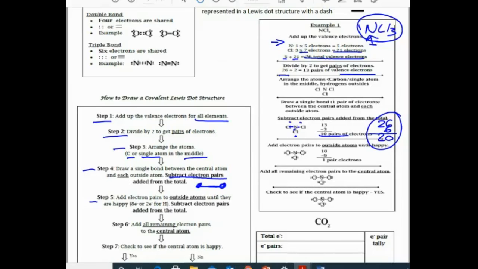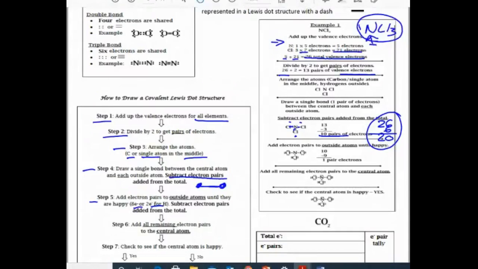All right, next one says step 5. Add electron pairs to the outside atoms until they are happy, meaning they have 8, or if it's hydrogen, they have 2. Everything else needs to have 8, but hydrogen only has to have 2. Actually, it can only have 2. Subtract electron pairs added from the total that you used, okay?